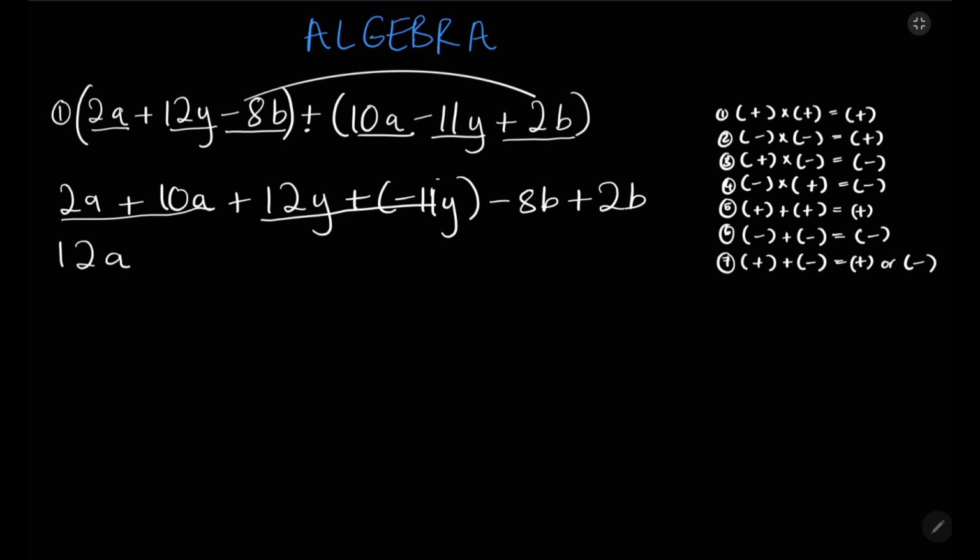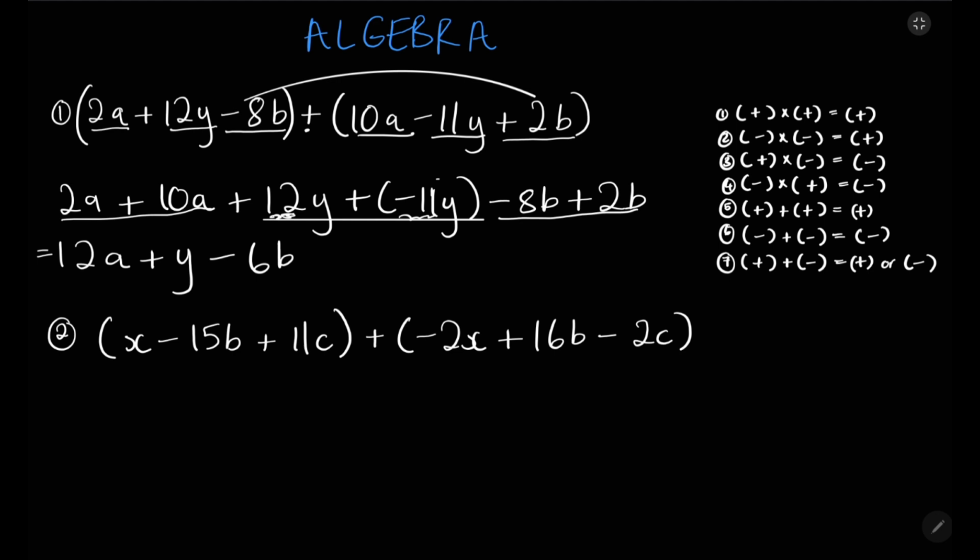Let's move to these terms. We have 12 plus minus 11, right? Our coefficients, 12 plus minus 11, your answer will be 1. So this should be plus 1y, but you don't have to write down that 1. The last two terms, we have minus 8b plus 2b. So we'll say minus 8 plus 2, which is minus 6. Then we write our b. And that is how we add and subtract our like terms in the polynomial.